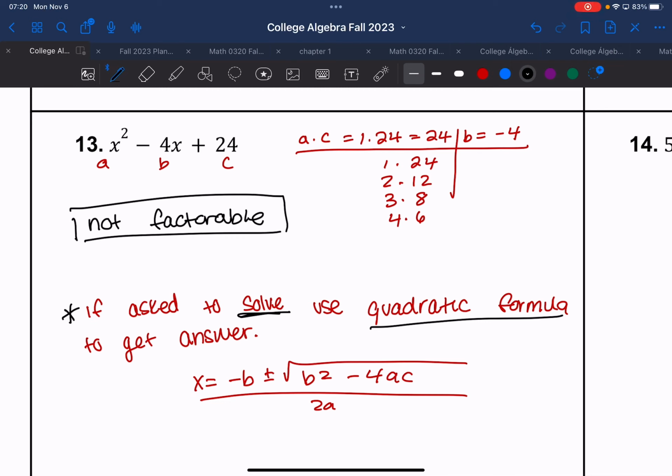The reason we choose to factor first is because factoring takes less time than using the quadratic formula. That's why we always check to see if it can factor first. Okay? But the quadratic formula works every single time. There's not one instance where it does not work. Okay?